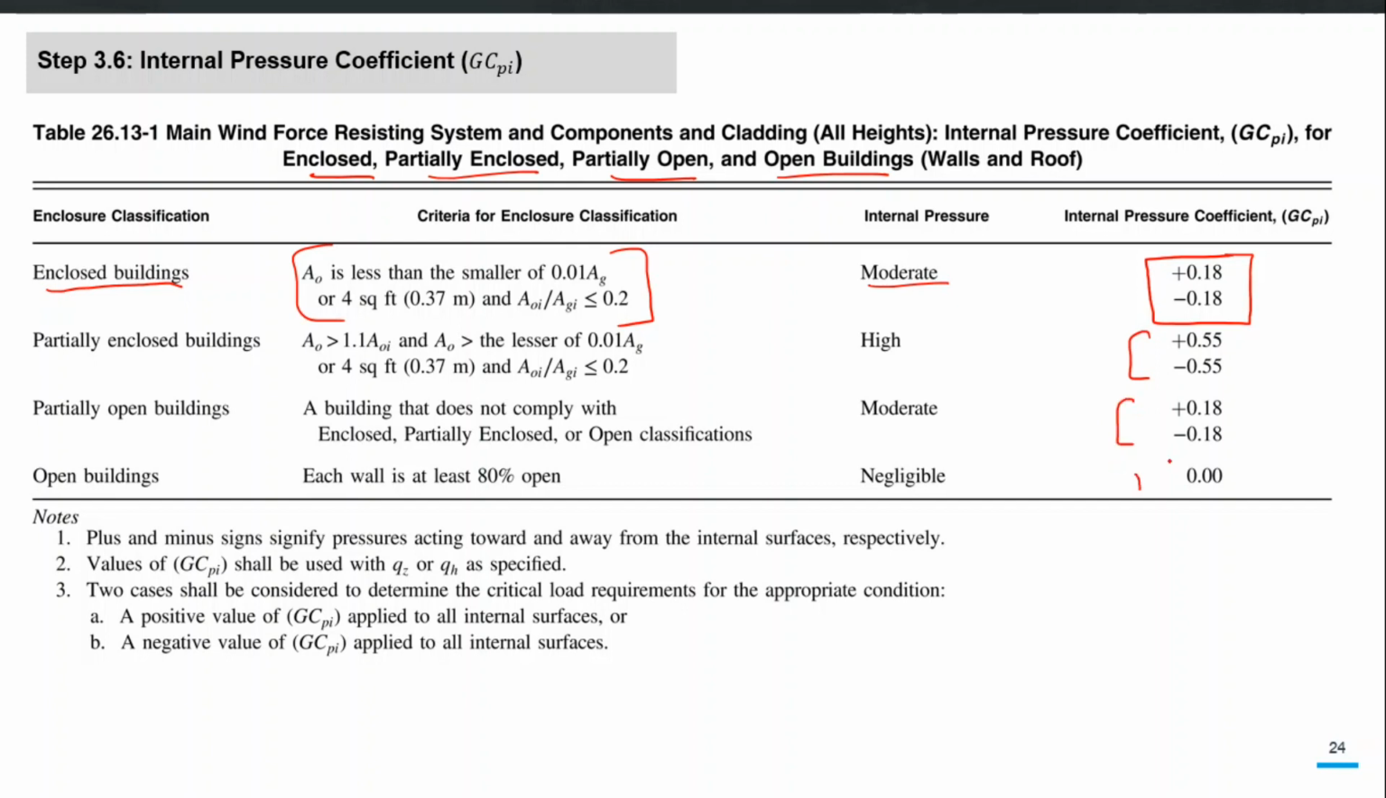Open building, no internal pressure coefficient, the expression is different. It doesn't involve the use of GCpi, so it is 0, which means the internal pressure for open buildings is negligible or zero because it is already open, so no internal pressure is developed.